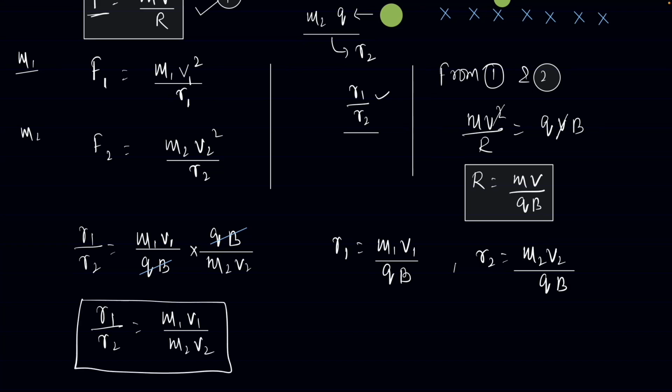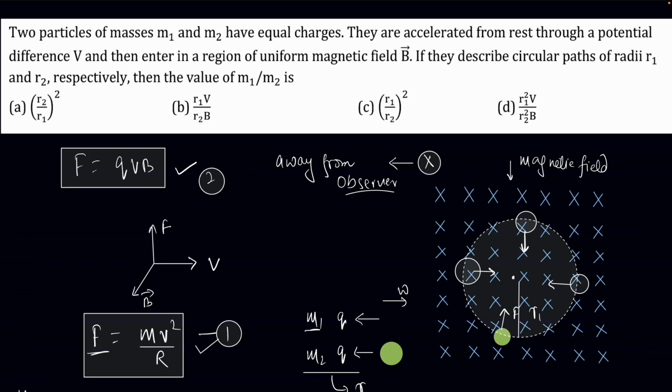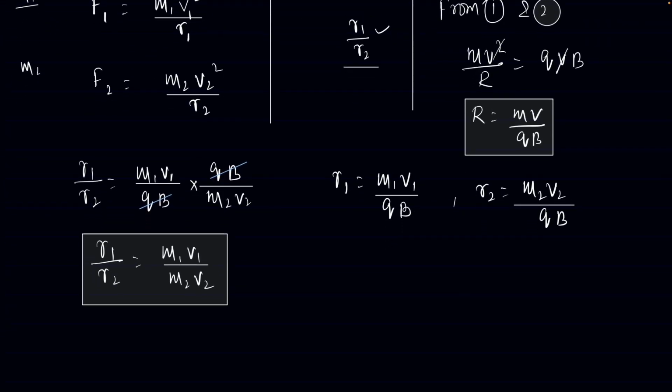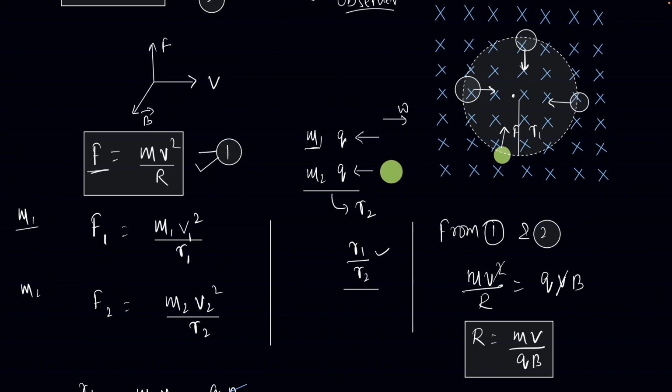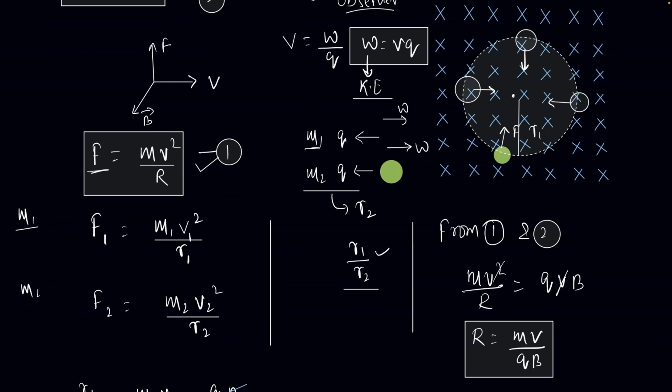Now in the question, what is given? Both of them are moving with the same potential. So what is the use of this? Let's see here. We know that when this is moving, we are applying certain work, and potential is equal to work upon charge. So work is equal to V into q. And because of this work, it forms a kinetic energy. So this work is nothing but the kinetic energy.